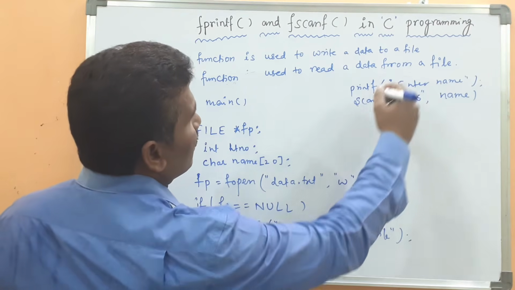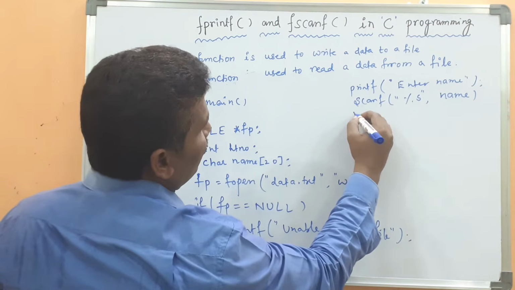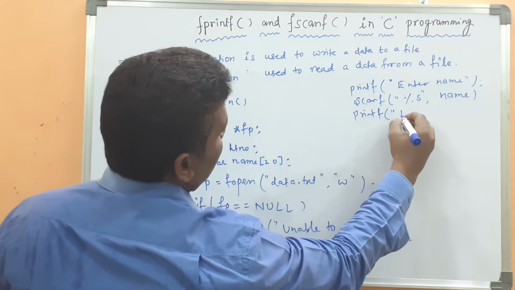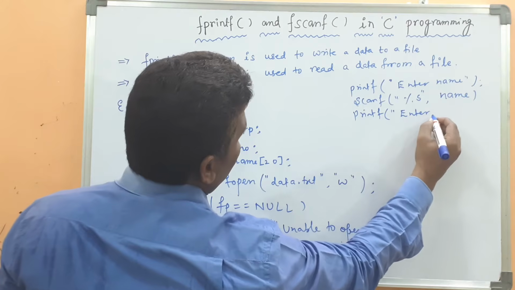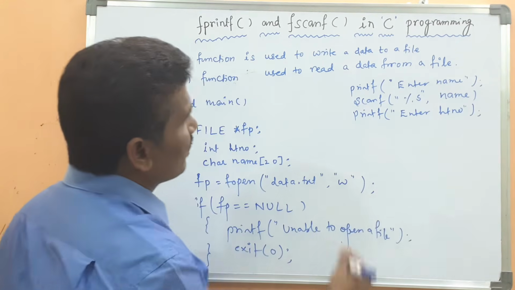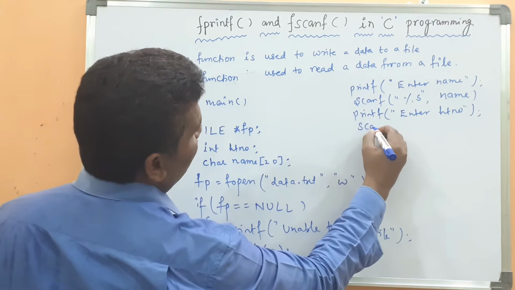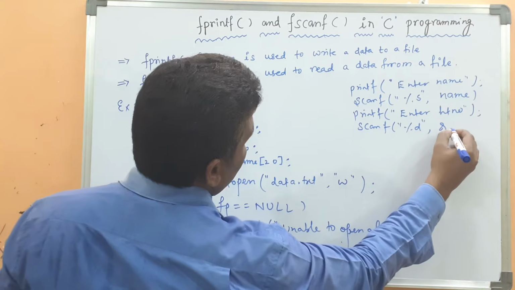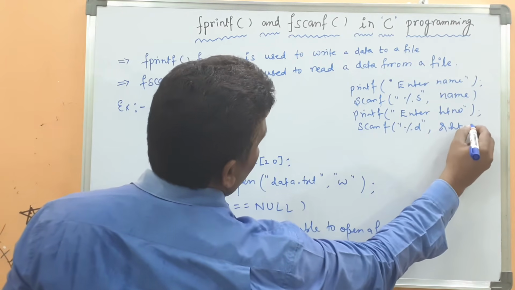Then printf "enter article number" or roll number, then scanf "%d", address of article number.